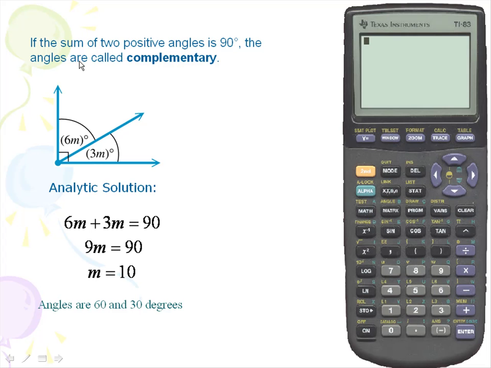And we'll back substitute. 6 times m, which is 10, is 60. So one of the degree measures is 60. And 3 times m, which is 10, is 30. So the two angle measures are 60 and 30.